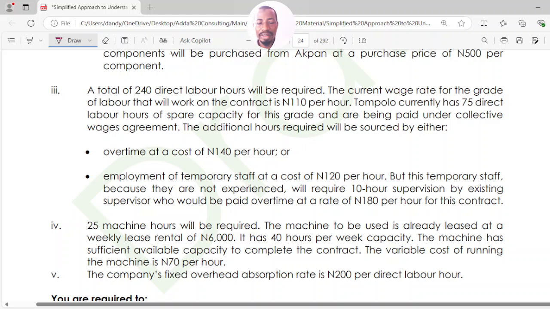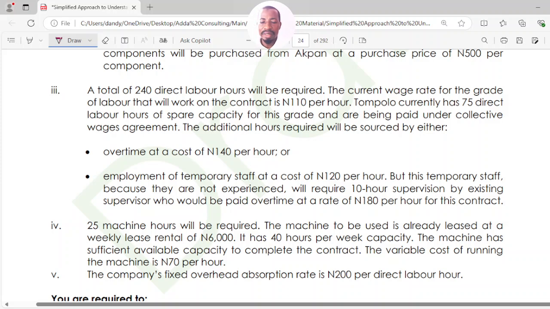So in this case, the company needs 240 direct labor hours and the company has 75 direct labor hours. That means it's not 240 you are going to use. It is only because you have a spare capacity of 75 labor hours. So 240 minus 75 will be 165. So 165 hours is what the company actually needs. Then at what price? Is it at 110 naira?